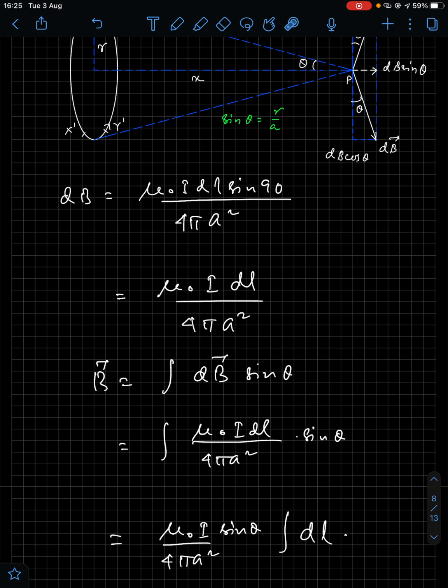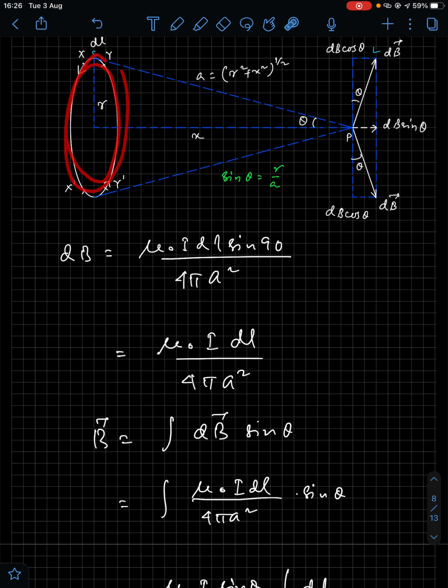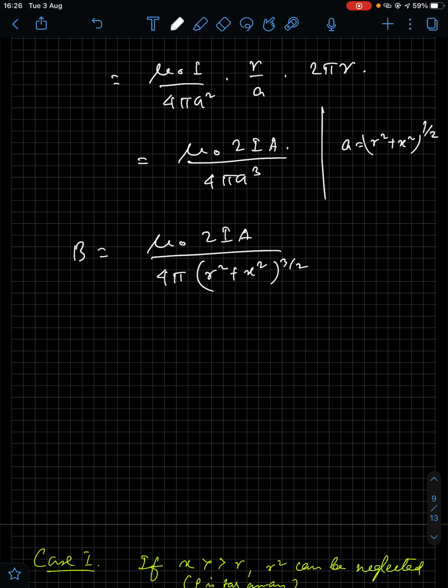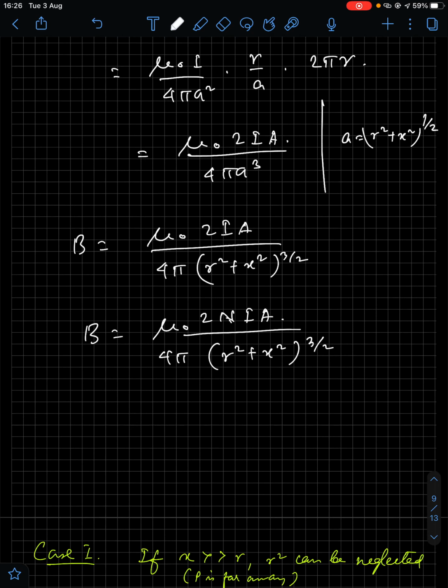Now for n turns, like if there are n number of turns in the loop, then what will happen? Then your B will become mu naught 2NIA, N is the number of turns, 2NIA divided by 4 pi into r square plus x square to the power 3 by 2. So small r is the radius of the loop and x is the perpendicular distance of the point P.